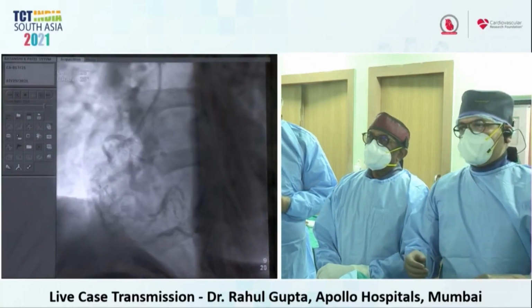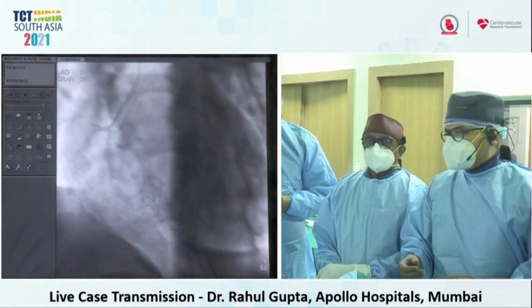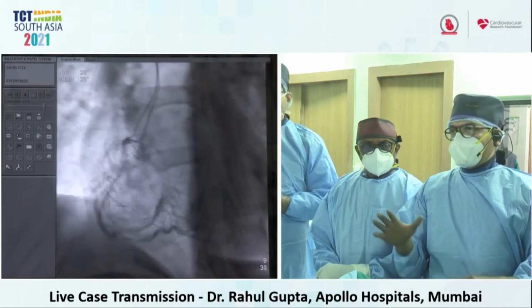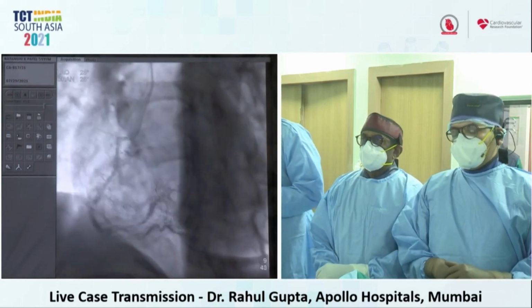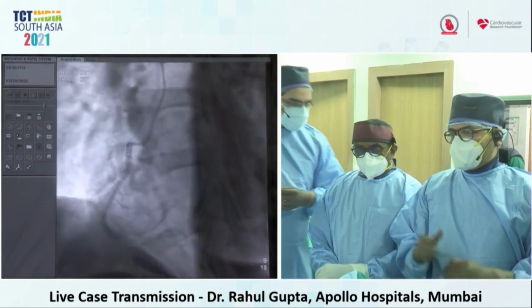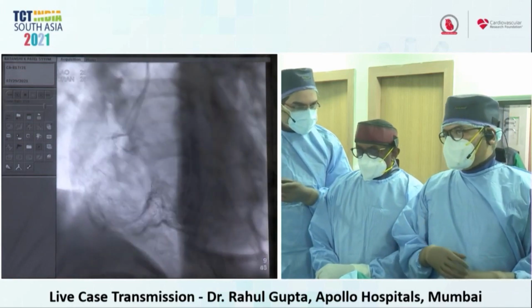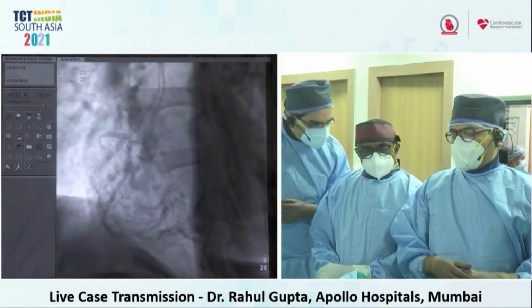So I think we can discuss the issues if we want, or otherwise we can. Our idea is to access this LAD through the left system through the 7 French system, because there's a bifurcation and there is a CTO. So we'll see how we have to address all these issues.